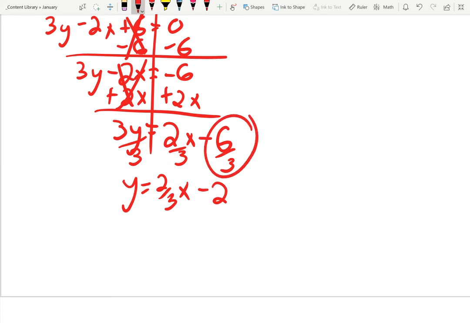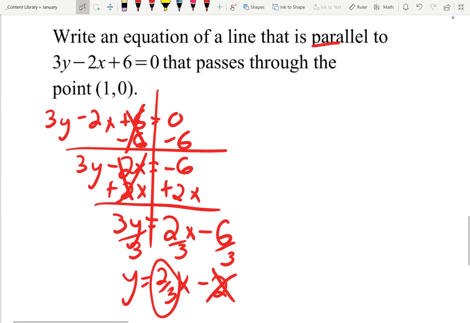6 divided by 3 is 2. But that part doesn't really matter. The thing I'm only interested in is the slope. So our slope is 2/3. Remember, I'm writing a parallel line, so a parallel line will have the same slope. So my equation will also have a slope of 2/3.